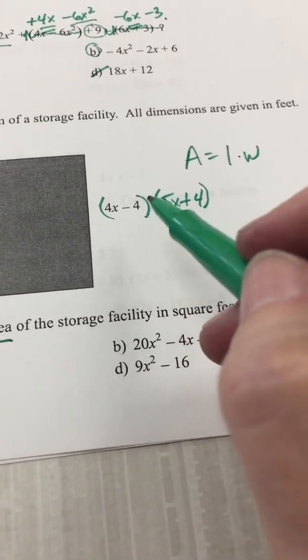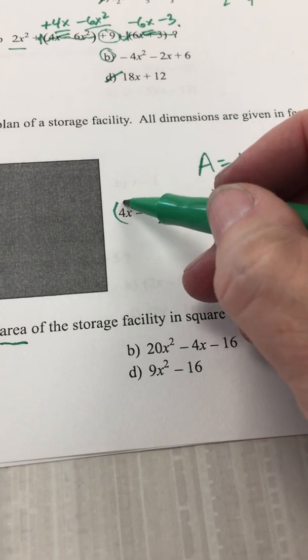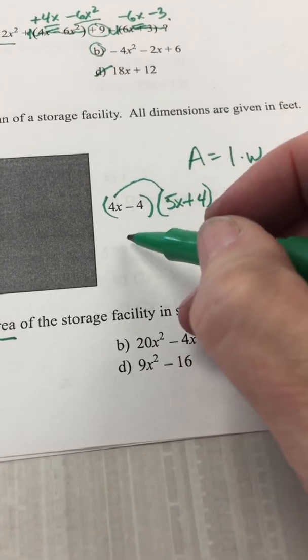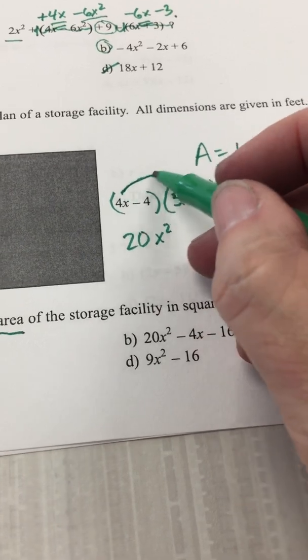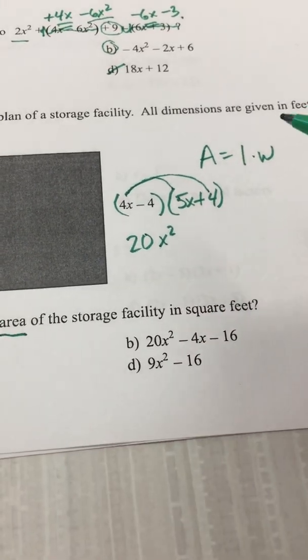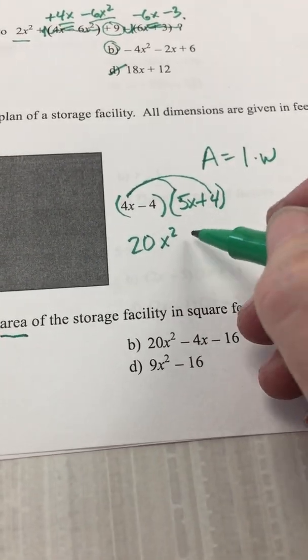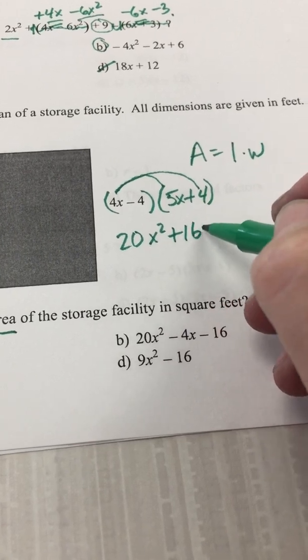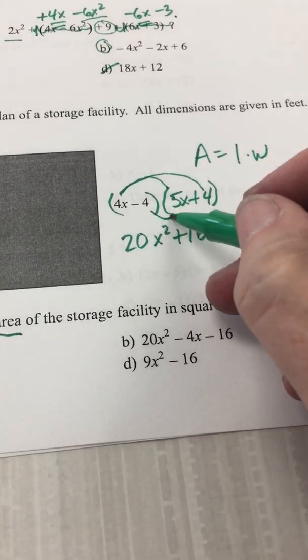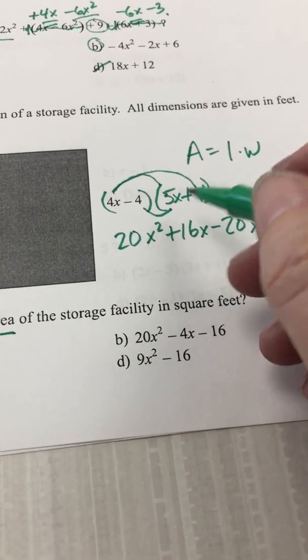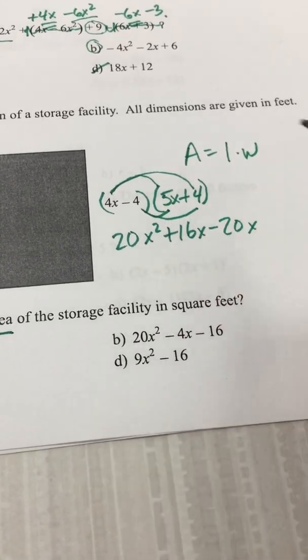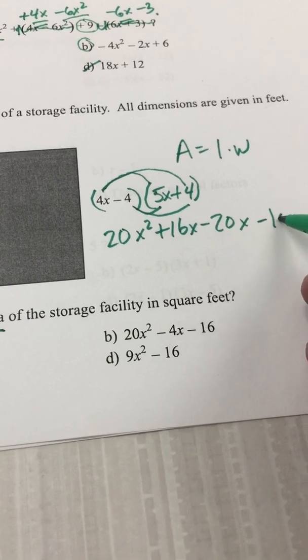So this is a multiplication problem. Binomial times binomial, it's a double distribution. 4 times 5 is 20x squared. 4 times 4 is 16, so 16x. Then I'm going to come back and multiply negative times positive. That gives me a negative 20x. And when I multiply a negative 4 times a positive 4, I get a negative 16.